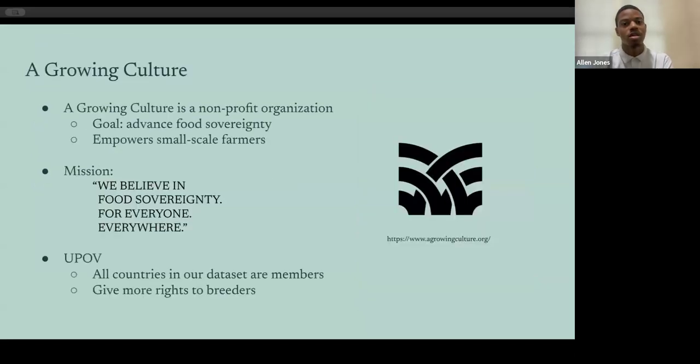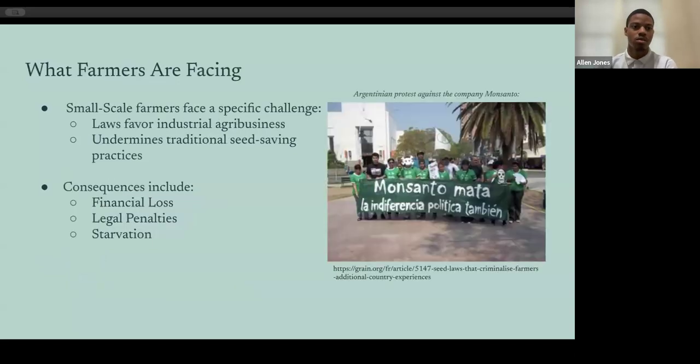So again, Agriculture is a nonprofit organization we worked with, and their mission is: we believe in food sovereignty for everyone everywhere. They really focus on the little guy or indigenous cultures. All countries in our data set are members of the UPOV, which gives more rights to breeders. Some of the problems farmers face are that the laws favor large agribusiness, and some of the consequences if they don't follow the law could be financial loss, legal penalties, and starvation.